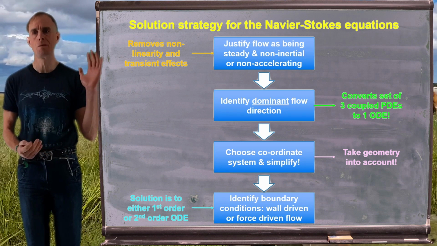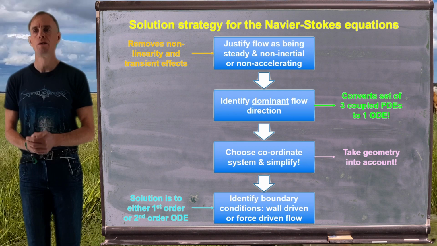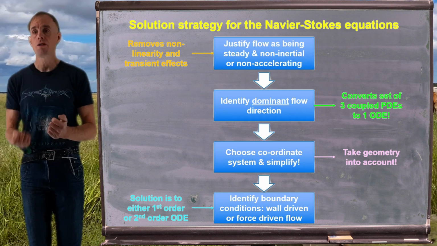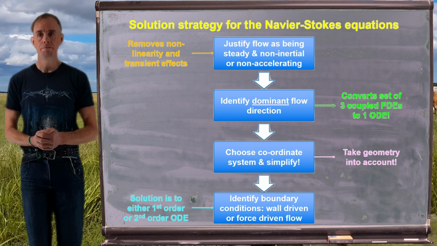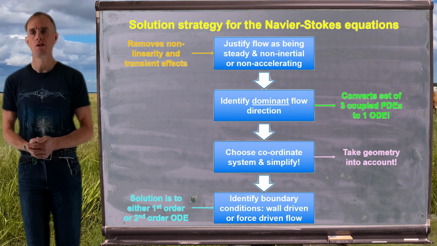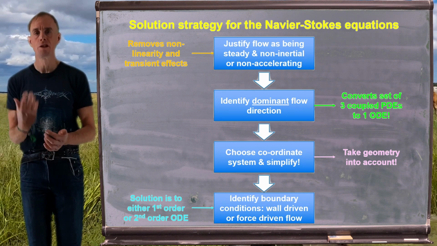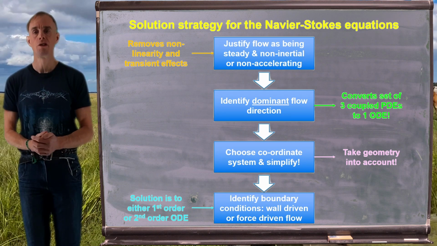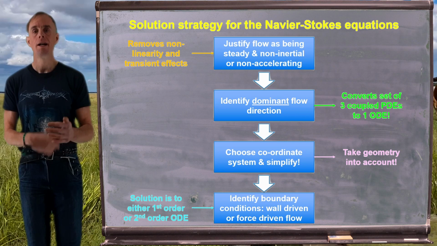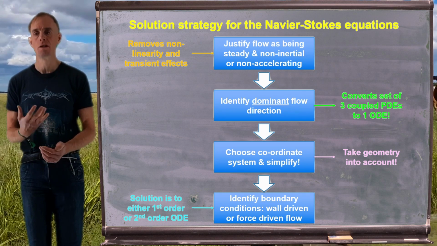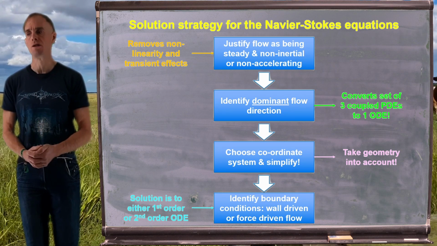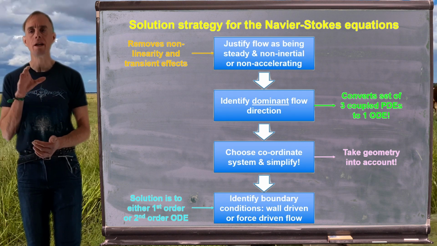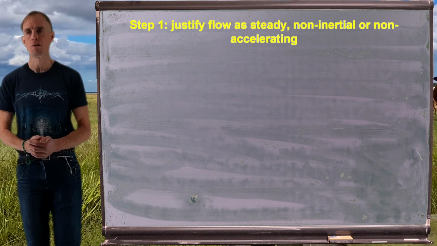So there's our 4-step workflow. Justify the flow as being steady and non-inertial, i.e. no acceleration. Justify a dominant flow direction. Choose a coordinate system and then simplify, and then drop the Navier-Stokes equations from vector form into a form specific for a coordinate system at step 3, and then identify the boundary conditions and solve the resulting ordinary differential equation. Okay, all sounds quite straightforward, so let's talk in a little more depth about each of these steps.